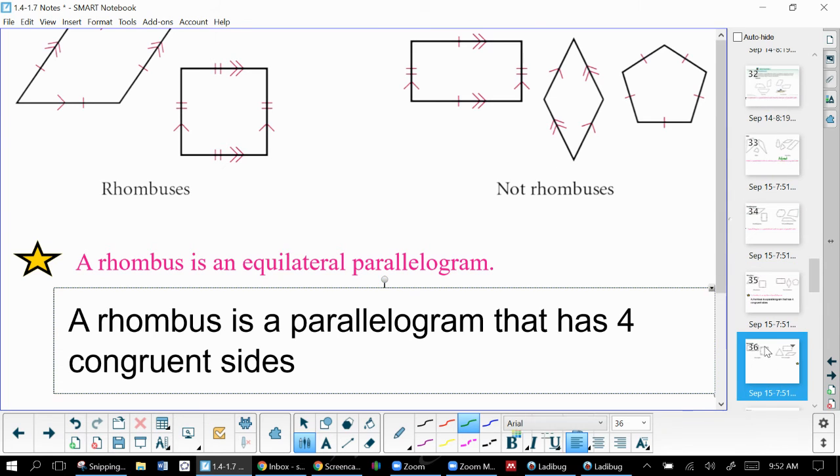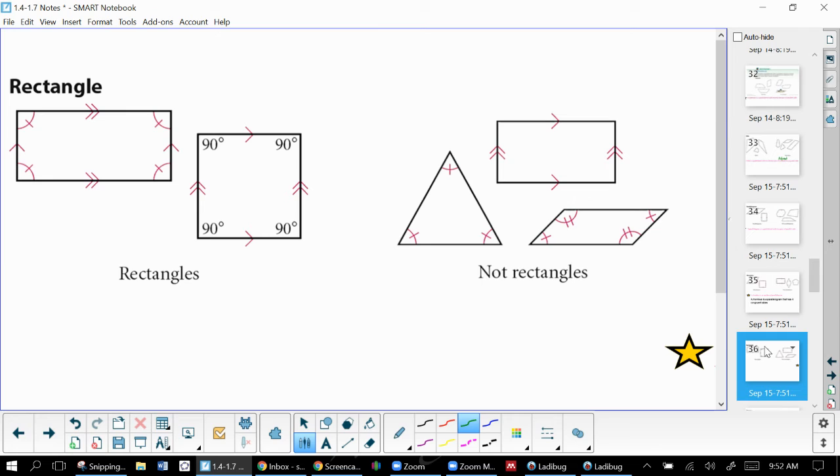Okay, similar idea for a rectangle. Now, one thing I want you to make sure of, if you put this down in the definition, is that you take it out. This one has 90-degree angles. Do I know that this one has 90-degree angles? No. So a rectangle is not a quadrilateral with 90-degree angles. It is a quadrilateral with equal angles.